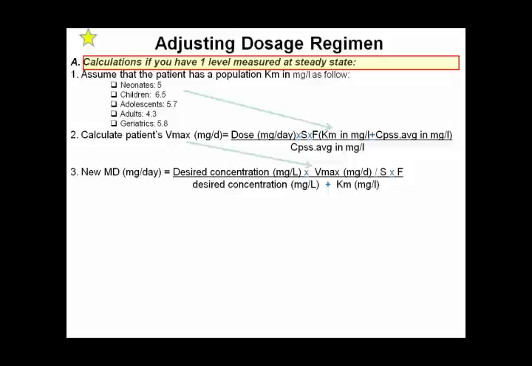So if you have a level of 15, you plug it in step 2, and if you want a level of 18, you use this in the equation in step 3. So adjusting dosage regimen is a 3-step process. First step, calculate population Km based on patient population and published data on that patient population, and we just pick it from the list in step 1 here. Step 2, calculate Vmax. Step 3, use this Km and Vmax to calculate the new dose.